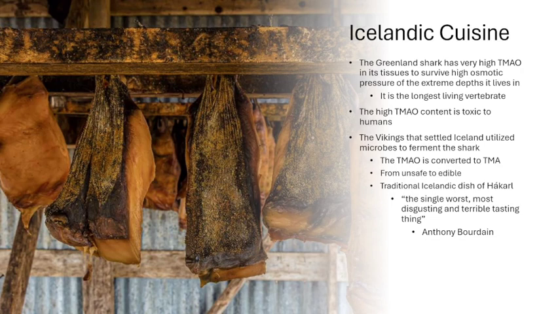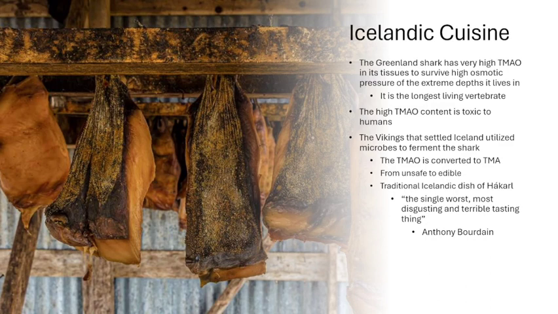Now, before we dive into Icelandic cuisine, we have to start with some marine biology background. The Greenland shark is the longest living vertebrate, and it lives really deep in the Arctic Ocean. So it's living in pretty extreme conditions. To survive this, it has a very high TMAO content in its tissues. Now, the high TMAO content is toxic to humans. I read an anecdotal story where they would feed fresh Greenland shark to sled dogs, and they would just get paralyzed and fall over and die. So definitely not something to eat.